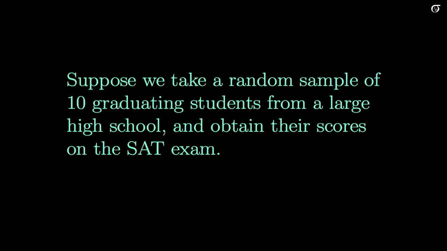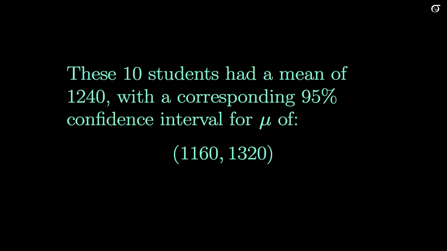So let's look at an example. Suppose we take a random sample of 10 graduating students from a large high school and get their scores on the SAT exam. And for the sake of argument, let's just say all graduating students at this particular high school are writing the SAT exam. We get a mean score on the SAT for these 10 students of 1240 with a corresponding 95% confidence interval for mu of 1160 to 1320.